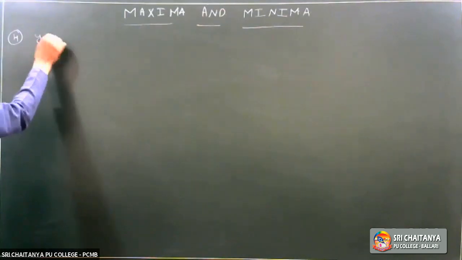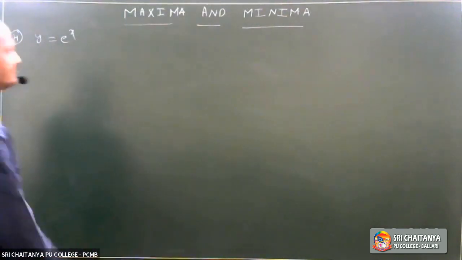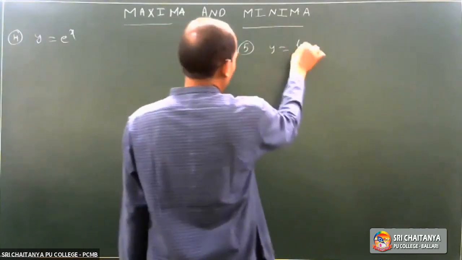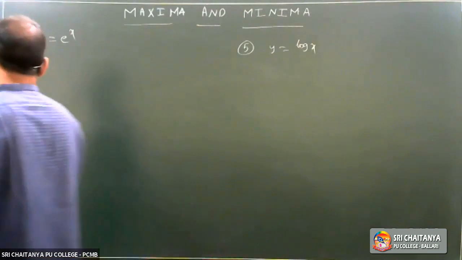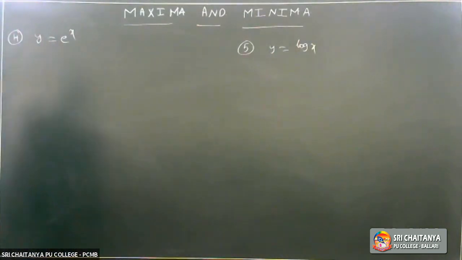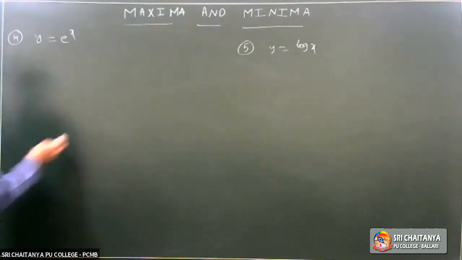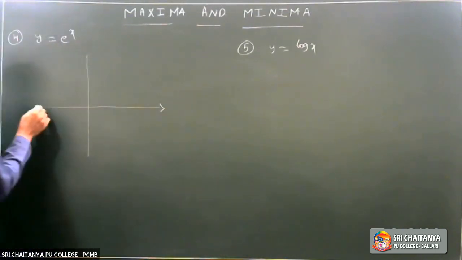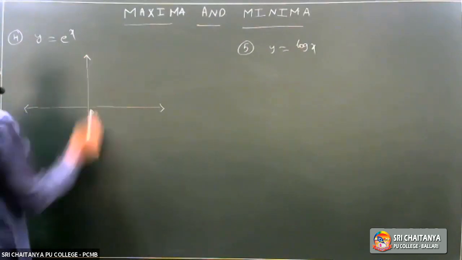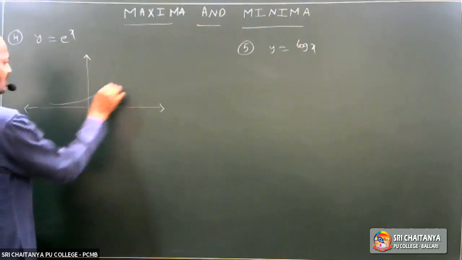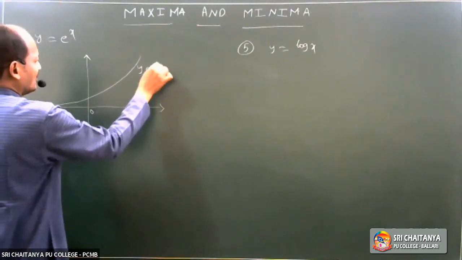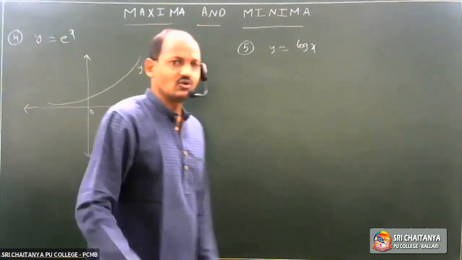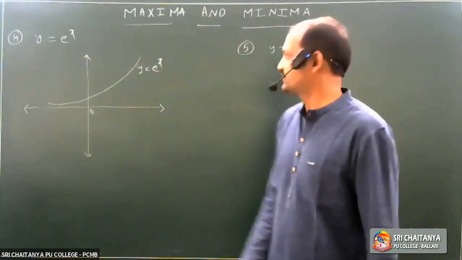For example, y is equal to e power x and y is equal to log x. You know the y equal to e power x graph. Sin, cos, tan, cot, secant, cosecant are all different from e power x. How to draw e power x? It passes through y equal to 1 at the origin. So it is y is equal to e power x. This graph has no turning points.